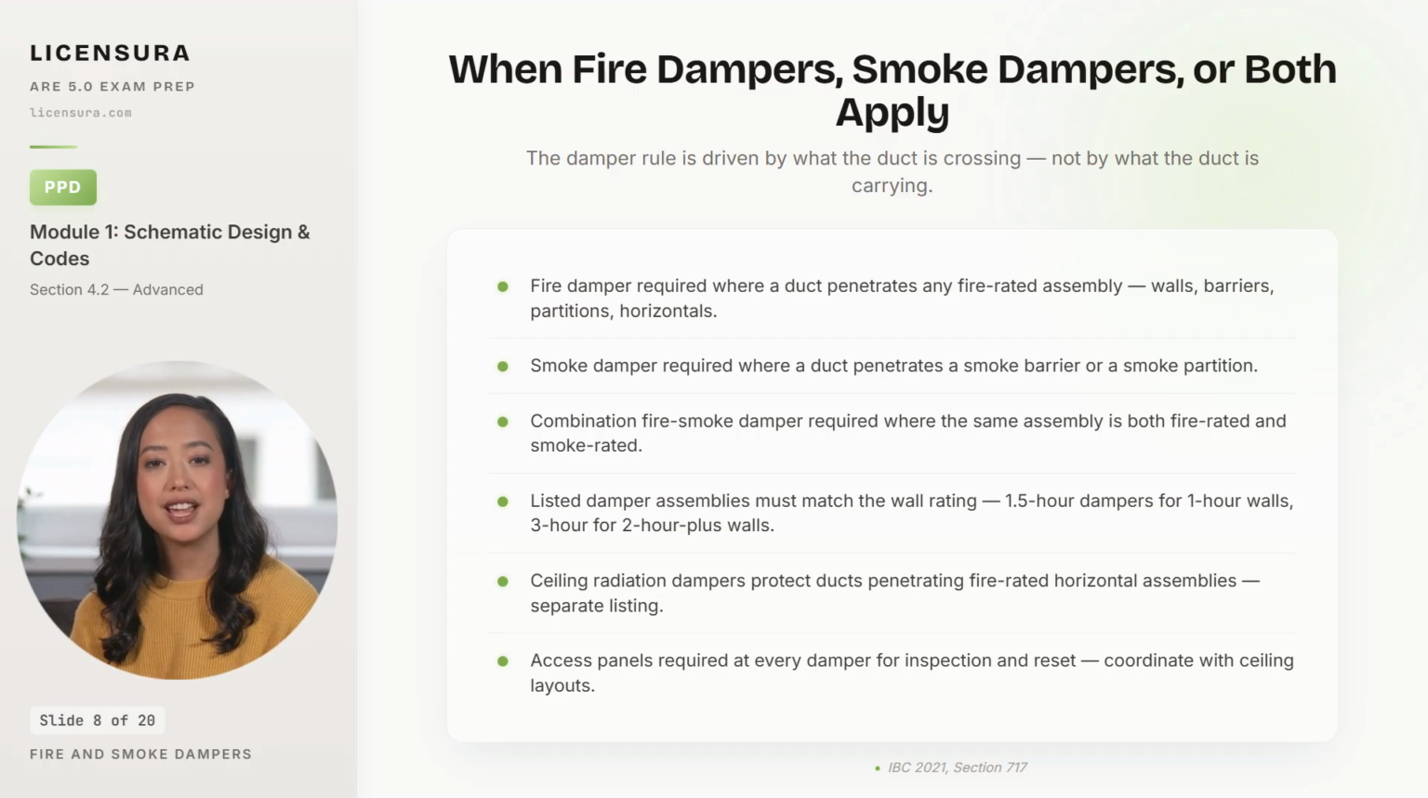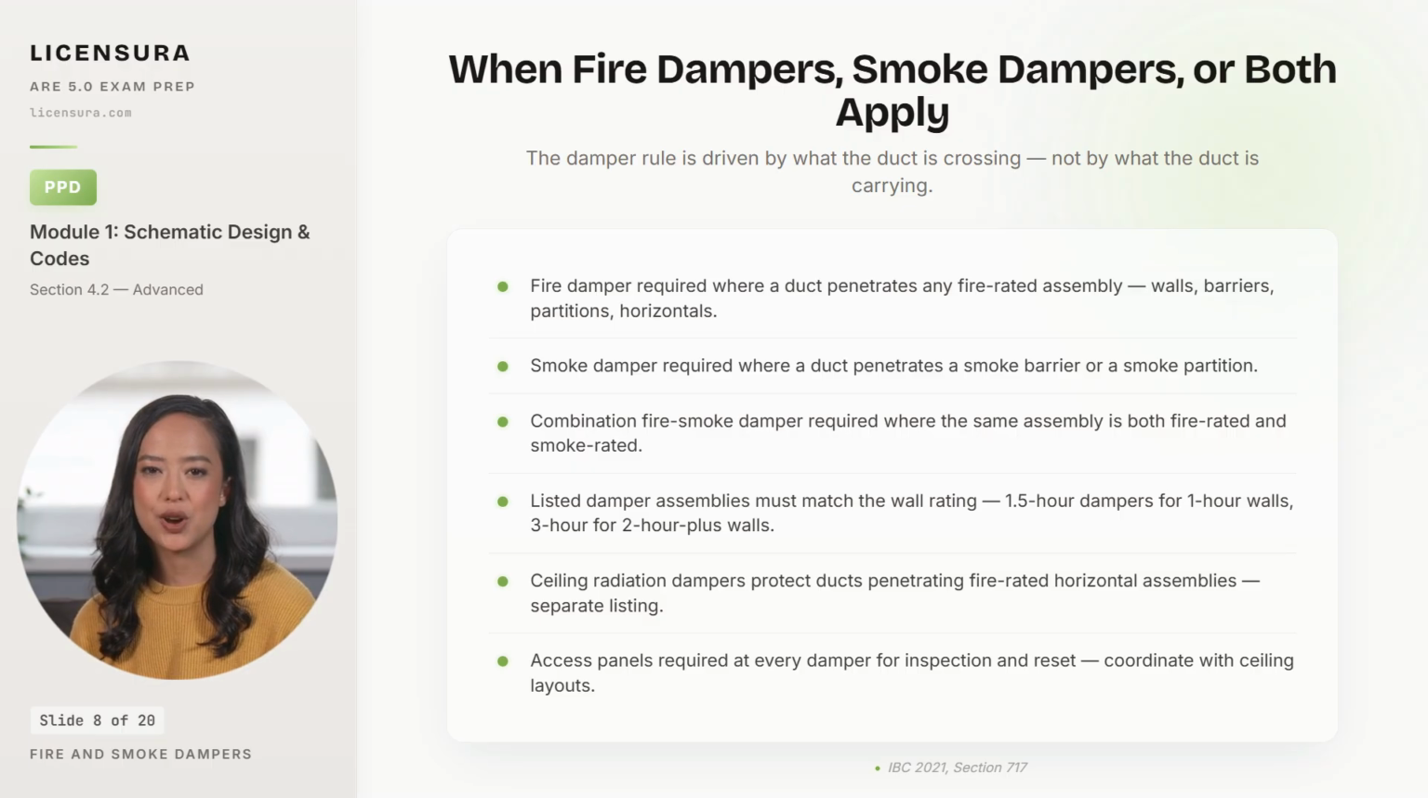Fourth, the damper rating must match the wall. 1.5-hour dampers in 1-hour walls, 3-hour dampers in 2-hour and greater walls. Fifth, ducts that penetrate rated floor-ceiling assemblies need ceiling radiation dampers, a separate listed product class. And sixth, every damper needs an access panel for inspection and manual reset, which means coordinating the ceiling plan with the mechanical drawings before drywall closes the assembly.